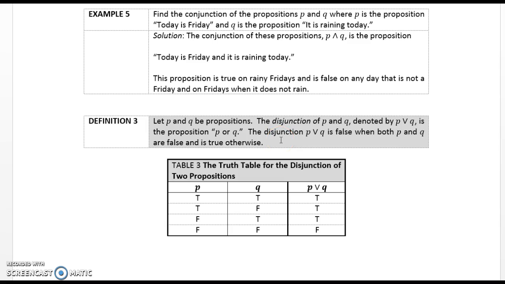Example 5. Find the conjunction of the propositions P and Q, where P is the proposition "today is Friday" and Q is the proposition "it is raining today." Solution. The conjunction of these propositions, P and Q, is the proposition "today is Friday and it is raining today." This proposition is true on rainy Fridays and is false on any day that is not Friday and on Fridays when it does not rain.